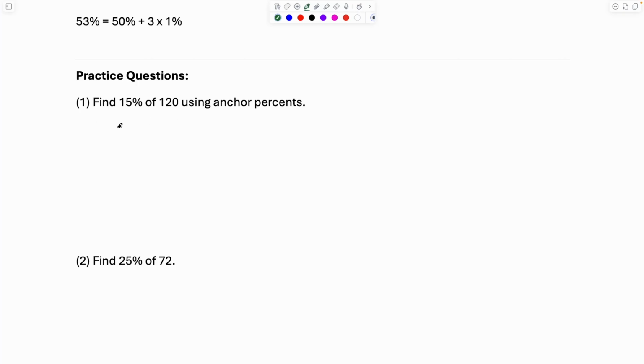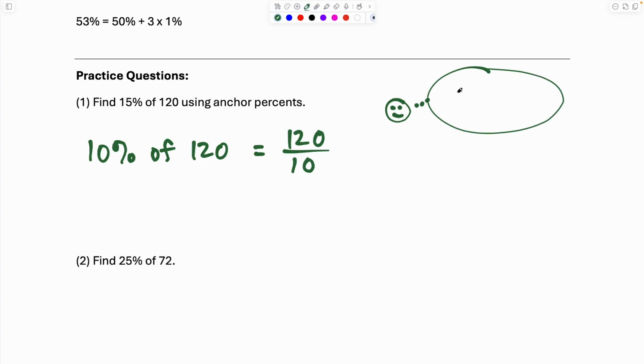For this one, what I'm going to do first is find 10%. So 10% of 120 is equal to 120 divided by 10. And when you divide a number by 10, what I like to imagine is the decimal in the number. So let's say 120 is 120.0. And I imagine the decimal and move it one space to the left, which would give us 12. So when we divide here, we're just going to get 12. So that would be 10% of 120.